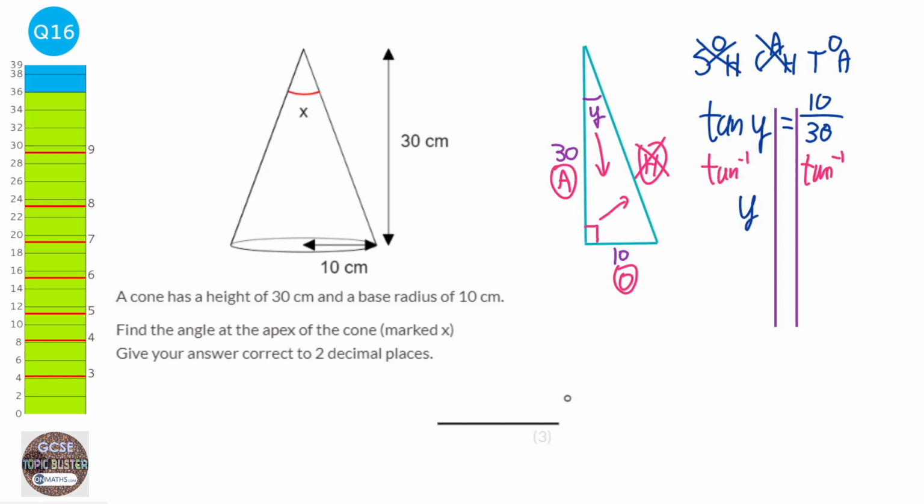So that will just leave y on the left hand side, and then we need to find out what the inverse tan of a third is. And the inverse tan of a third is 18.434 and so on.